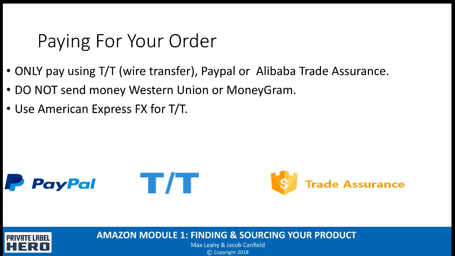Paying for your first order. So now that you have everything set, you're ready to pay for your order. To pay for your order, always use either a wire transfer, PayPal, or Alibaba Trade Assurance. Never use a service like Western Union or MoneyGram, because if you do, most likely you can kiss that money goodbye forever. That money's pretty much untraceable. Once someone picks it up, it's cash, it's gone.